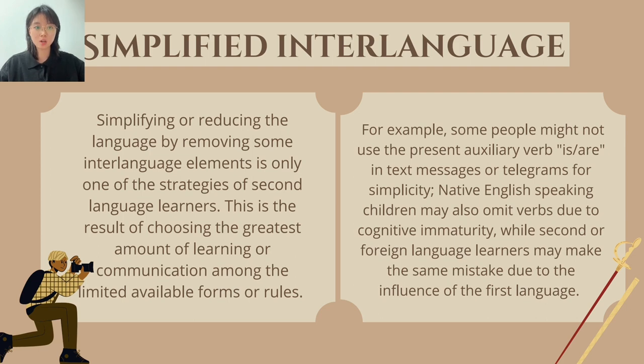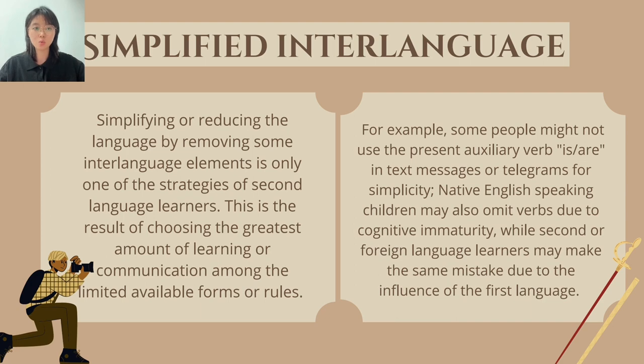Simplified interlanguage. Simplifying or reducing the language by removing some elements is only one of the strategies of second language learners. This is a result of choosing the greatest amount of learning or communication among the limited available forms or rules. For example, some people might not use the present auxiliary verb is or are in a text message or telegram for simplicity. Native English-speaking children may also omit the verb due to cognitive immaturity, while second or foreign language learners may make the same mistake due to the influence of the first language.